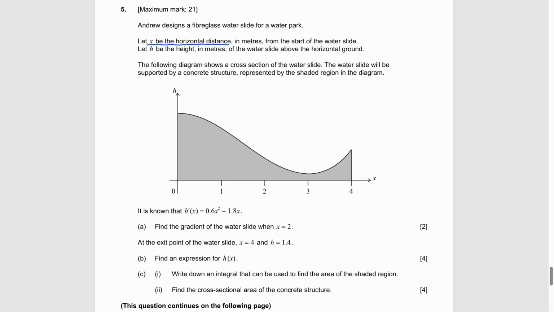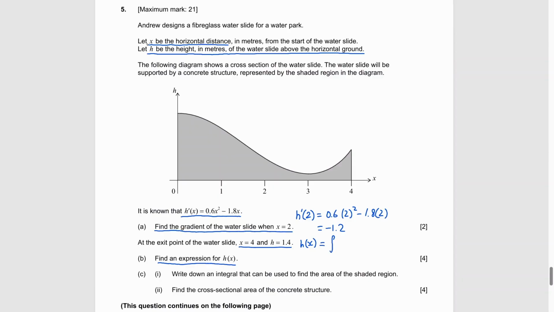Question 5. Let x be the distance and h be the height. We know that h prime of x is given by the expression in the question. For part A, we want the slope of the water's line when x equals 2. So we substitute x equals 2 into h prime and we get negative 1.2. Next, we want to find h of x.